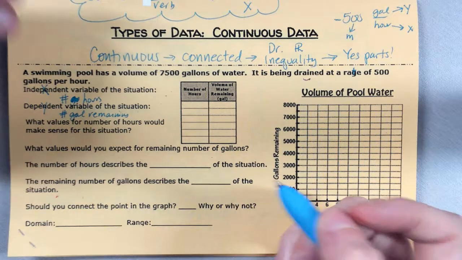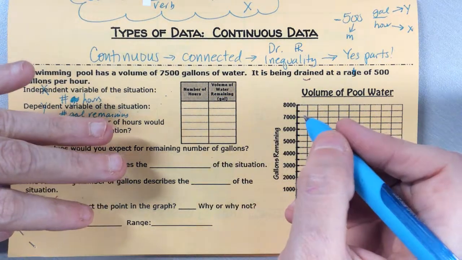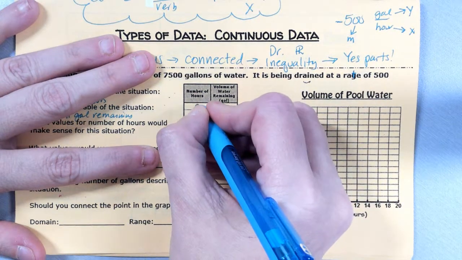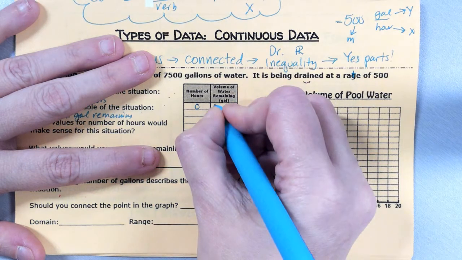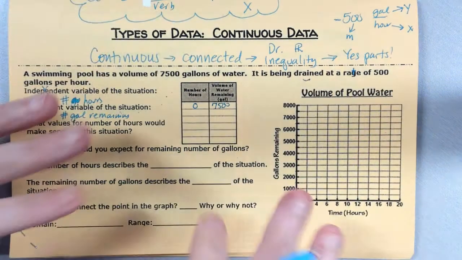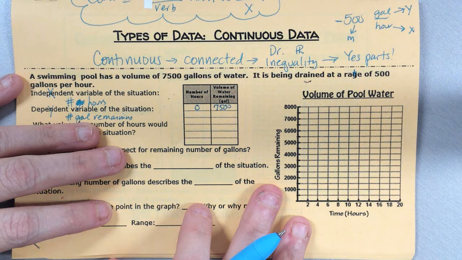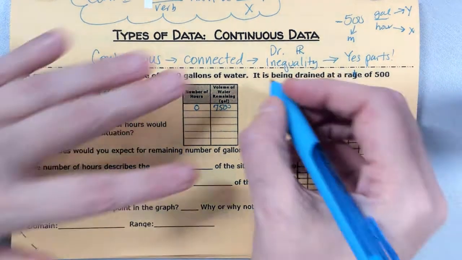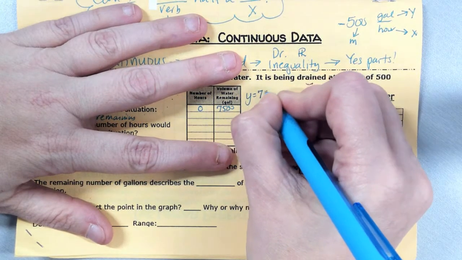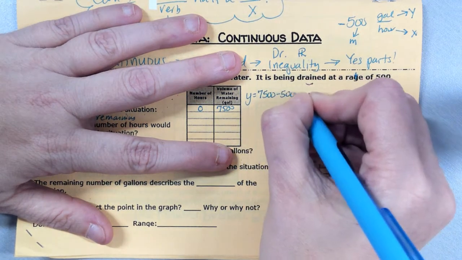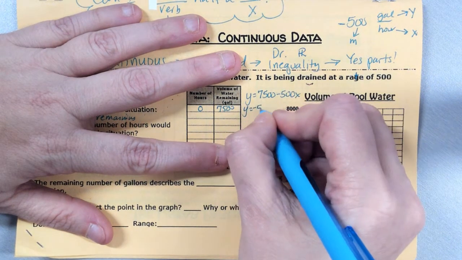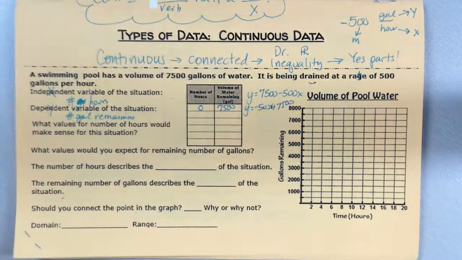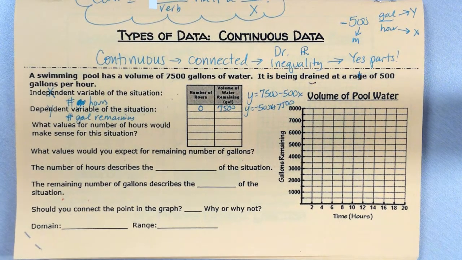Okay, so what do I start with? Yeah, at 0 hours, so I haven't started draining the pool, I got 7,500 gallons. Do I have enough here to write an equation? Well, I have a y-intercept right here, and I've got the slope right here, so I could say 7,500 minus 500x, or I could say y equals negative 500x plus 7,500. Either one of those are perfectly wonderful, lovely equations.